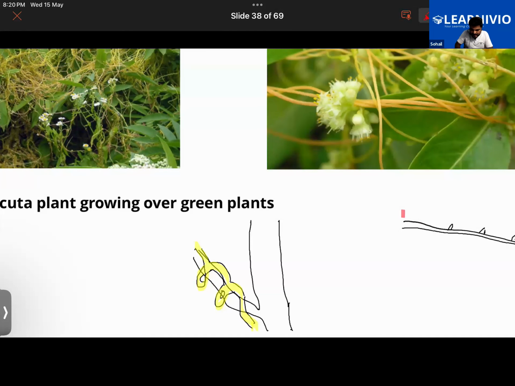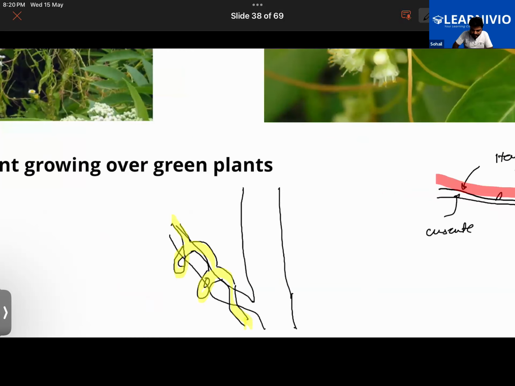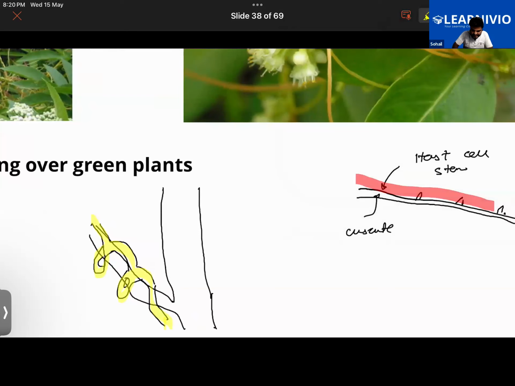Let's say that this is a stem of a host plant, the one which I have drawn in red color, and this is your cuscuta. Here, the tissue of the cuscuta and the body of the host plant both connect. So whatever minerals, salts, water, and food are flowing in the body of the host plant will go into the body of the cuscuta also. You guys getting what I'm trying to say?